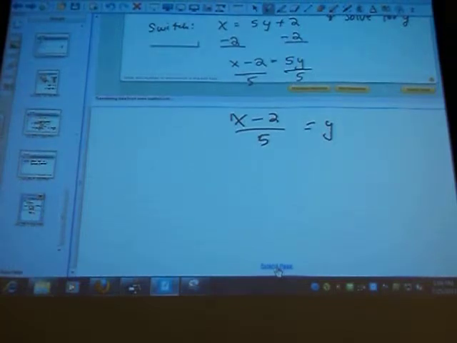So you switch your x and your y, and then you solve for y again, and when you solve for y again, that is your final answer. So it wants it in that form.